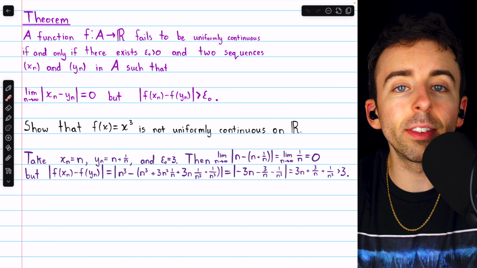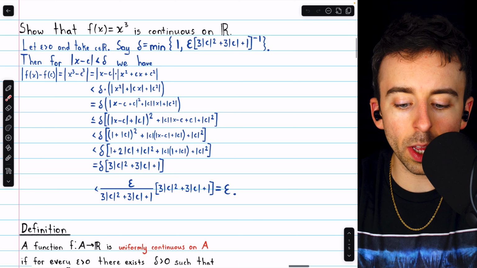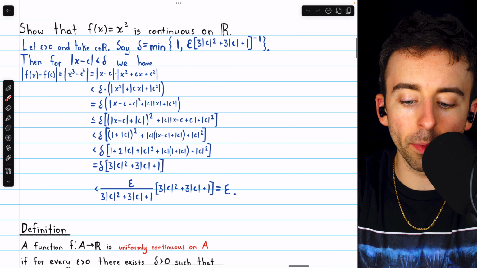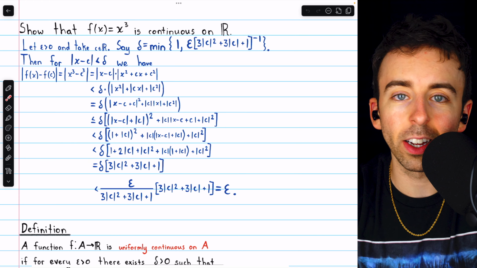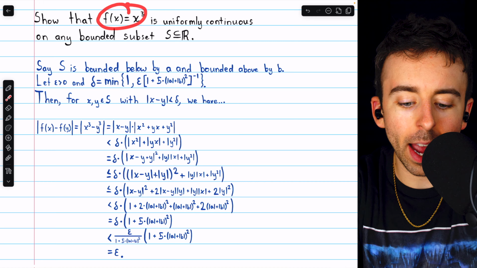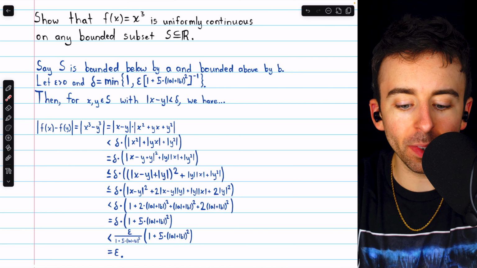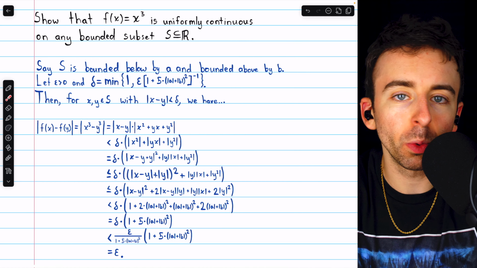Hence, x cubed is not uniformly continuous, and so it was no surprise that in the continuity proof, delta depended on the point at which we were showing continuity, c. And now the twist, of course: we can show that x cubed is uniformly continuous on a bounded subset of the real numbers. That's what we'll do here.